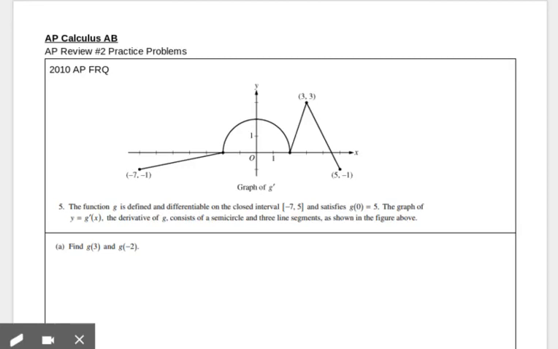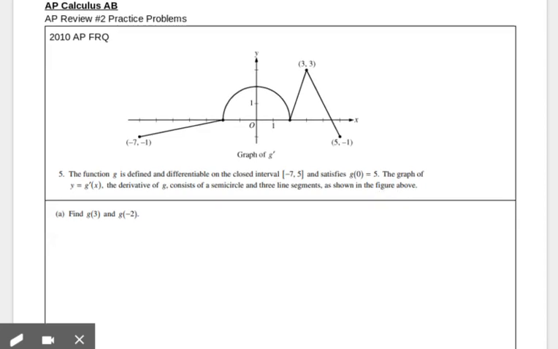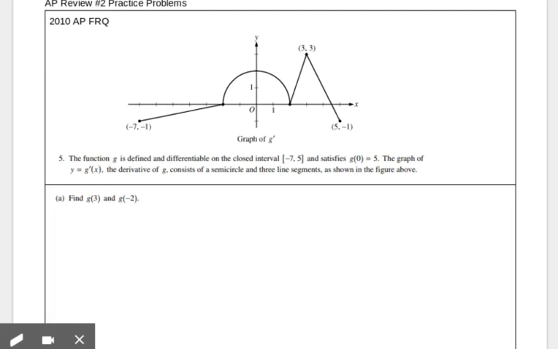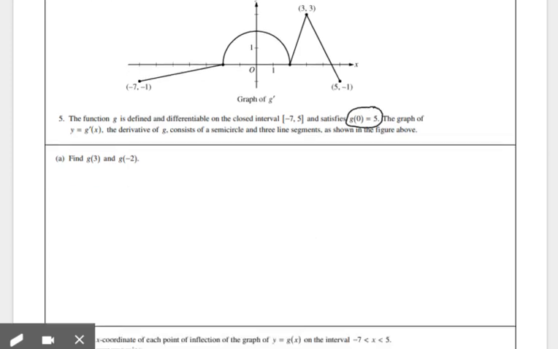Hey everybody, so this is the 2010 AP Free Response question number 5. We're given this graph of G prime, which is made up of a semicircle and three line segments. G is defined and differentiable on the closed interval from -7 to 5 and satisfies G of 0 equals 5. So that's going to be important, especially for this first part. Part A asks us to find g of 3 and g of -2.